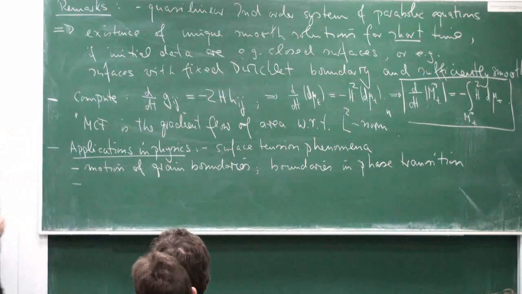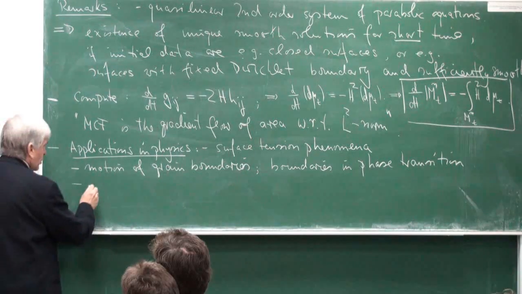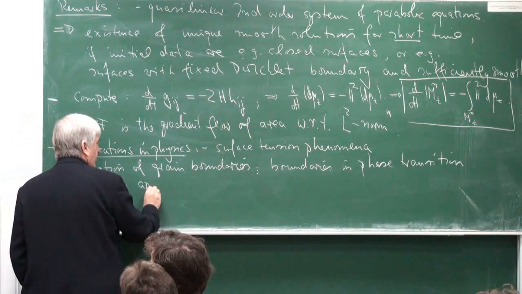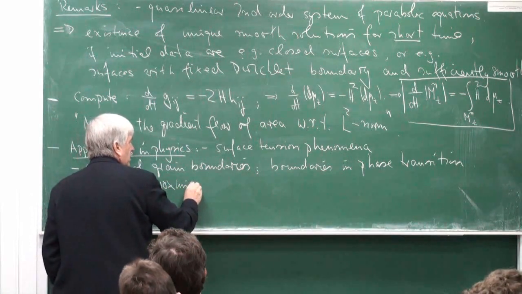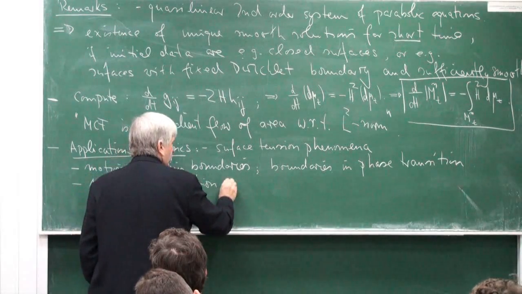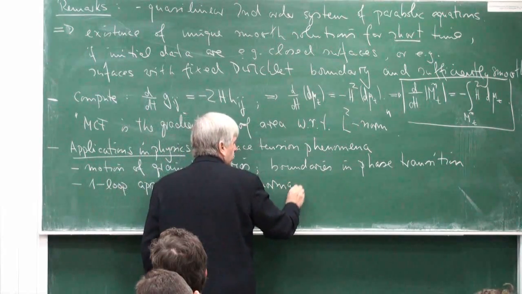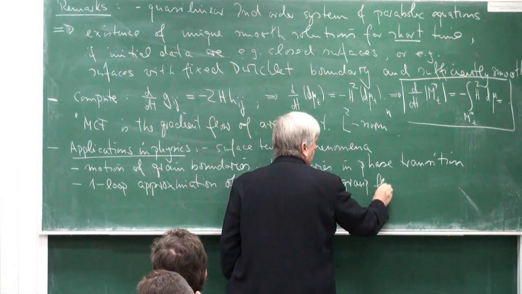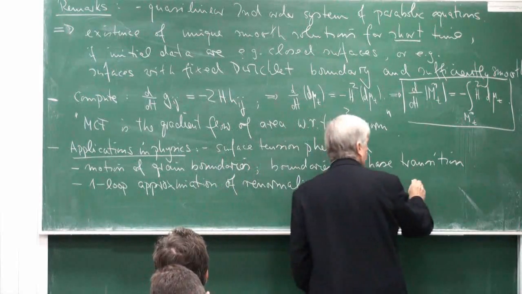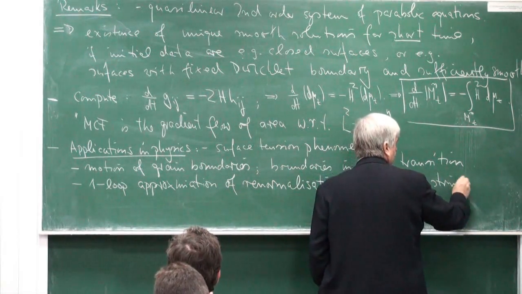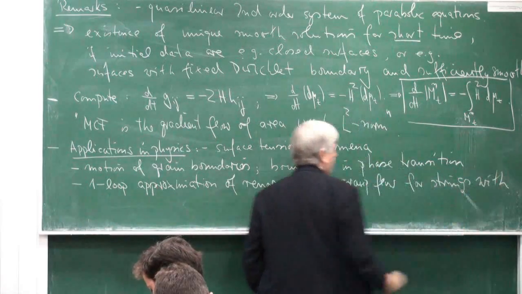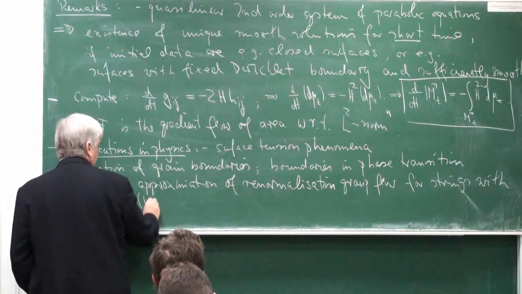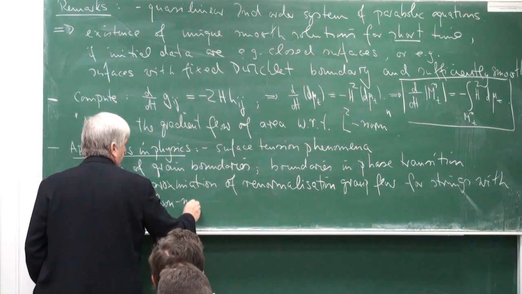A further approximation of mean curvature flow comes, this is for the physicists, it's the one loop approximation of renormalization group flow for strings with boundary in the formulation of the Wilson sigma models.